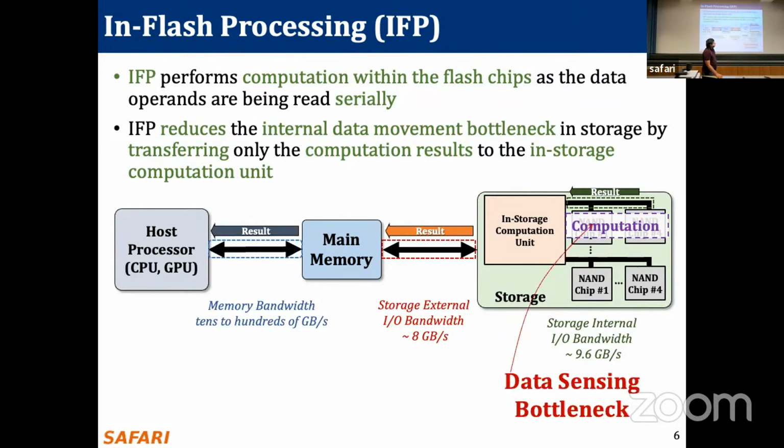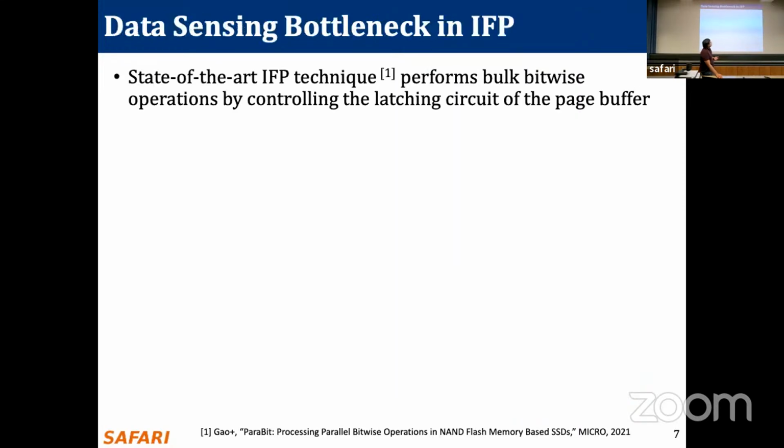But even here, we see a bottleneck, which is the data sensing. What do I mean by data sensing? By data sensing, it means that the operands that are stored in the flash chips in different pages are being read serially. So they are read one after the other while the bitwise operation is performed. So let's look at what this data sensing bottleneck is.